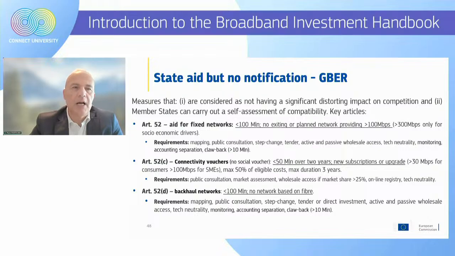Connectivity vouchers are the typical broadband vouchers, so they're not dedicated to a certain category of end user, that is for social vouchers, and cannot be covered by GBER. In this case, the threshold is 50 million euros over 2 years, and it can be used to move from below 30 megabit to above 30 megabit, or from below 100 megabit to above 100 megabit if these broadband vouchers are for small and medium enterprises.